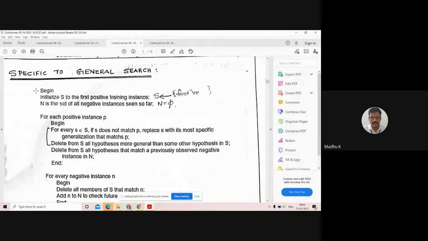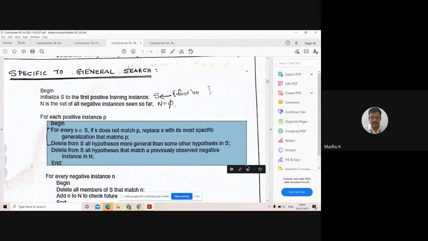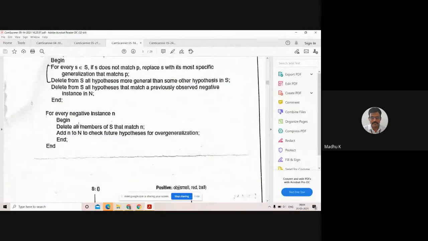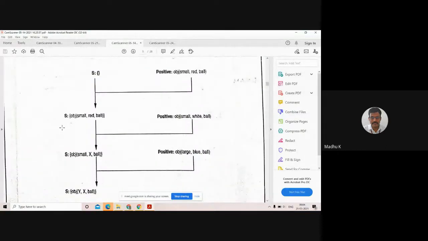There is an initialization step. Then after that, if it's a positive instance, I want to do these tasks. Then for a negative instance, I want to do this task. A problem also will be there. I think I told already, I will discuss it after some classes, because there is no need to create confusion now. First you study the general to specific search method clearly. Then we can study these two algorithms.